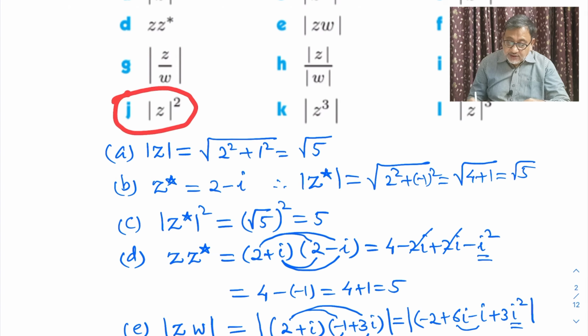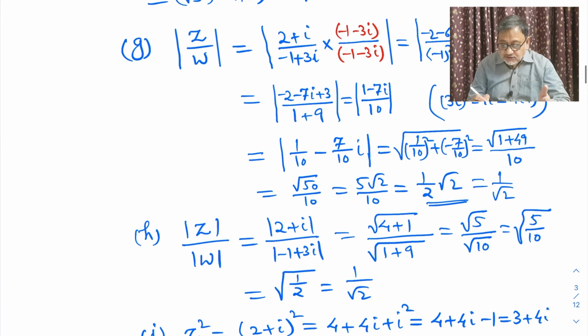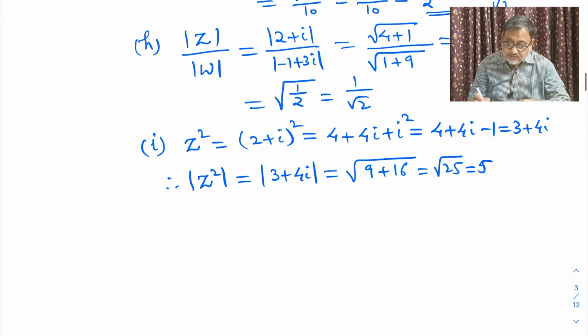After I, then we have J, modulus of z square, which means first find the modulus and square it.